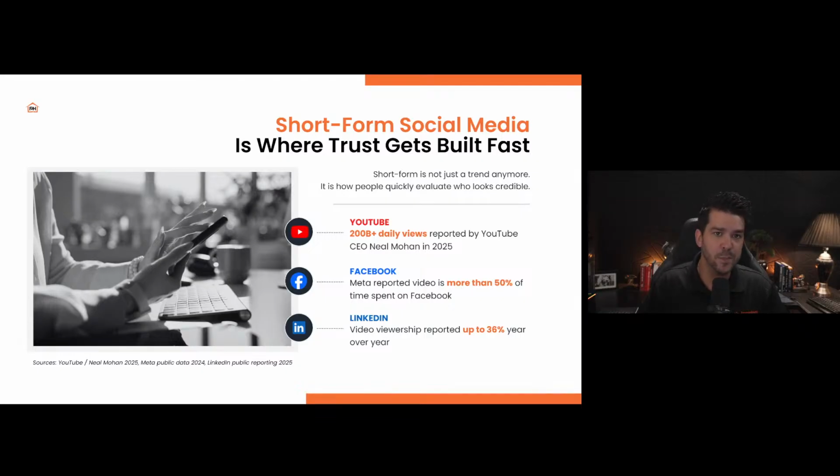Now, here's the important part. Those numbers don't mean a foundation repair company should chase viral views. That's not technically the point. The point is that homeowners are already trained to pay attention to short, visual, proof-based content.